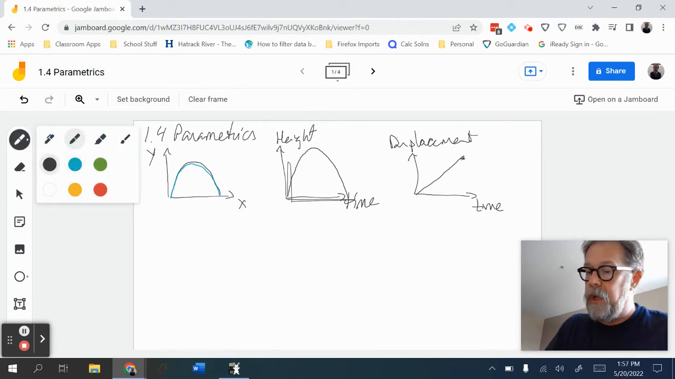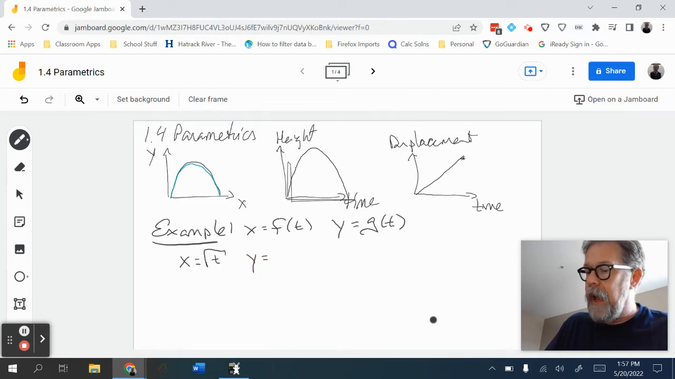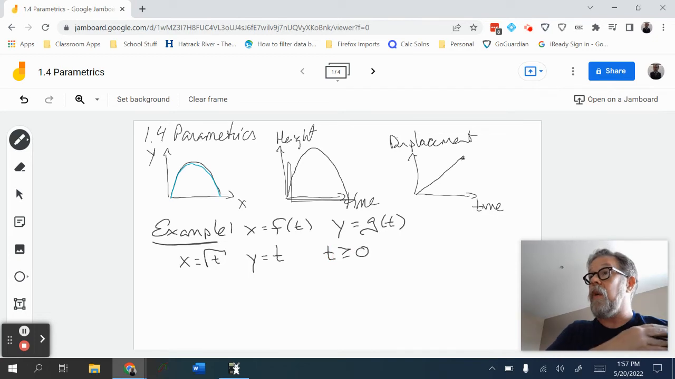And what we are going to do is define x as some function of time and y as some other function of time. So for our example, we're going to define x as the square root of time. We're going to define y as time, and we're going to define this for time greater than or equal to 0. So let's jump over to our graphing calculator.